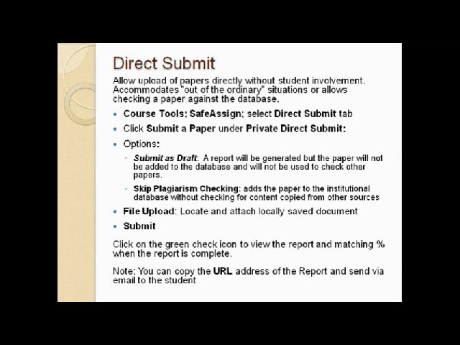and you have this gut feel that maybe one of them is very, very suspect, by going to Direct Submit, you can actually run that paper through to get a report to look at and see what the matching percent is. To do that, you would go to Course Tools, Safe Assign, and then select the Direct Submit tab on that page. Click Submit a Paper under the Private Direct Submit, and then you're going to be given two options.